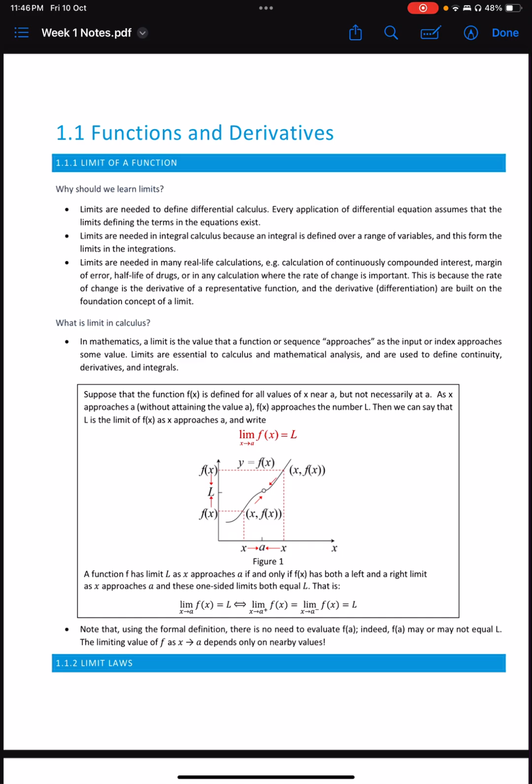limit of a function. Why do we need to learn limit? Limits are needed to define differential calculus. Every application, even in our daily life, has a differential equation in it, but we didn't put it as a differential equation, although the scenario is more or less a differential equation. So we assume that the limit defines the term in the equation so that the equation exists. Limits are also needed in integral calculus because an integral is defined over a range of variable, and this forms the limit in integration.